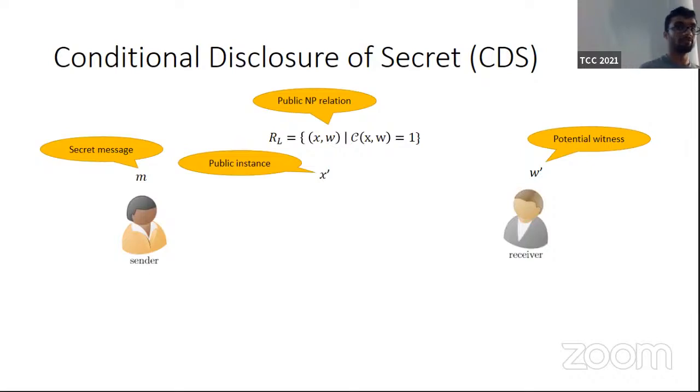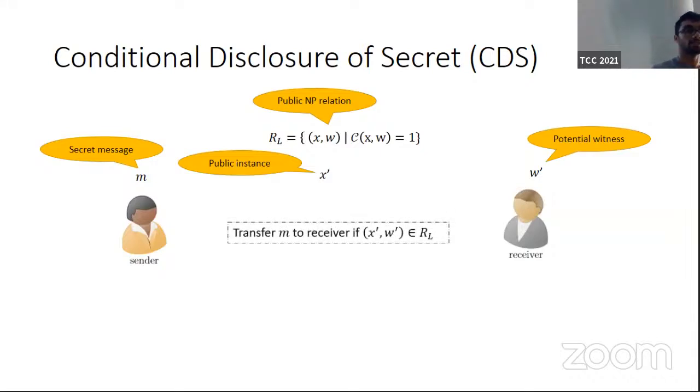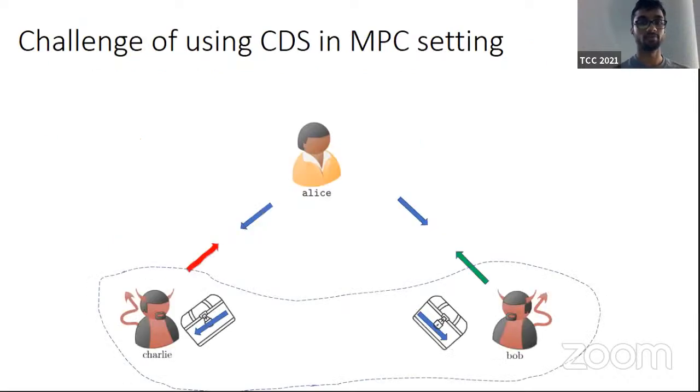Indeed, there is a known primitive in the literature called conditional disclosure of secrets, which is a 2-party protocol between a sender and a receiver, the sender having a secret message M and the receiver having a secret witness W. And it allows the sender to transmit M conditionally to the receiver if the instance witness pair is valid. And it also hides the witness from the sender's view.